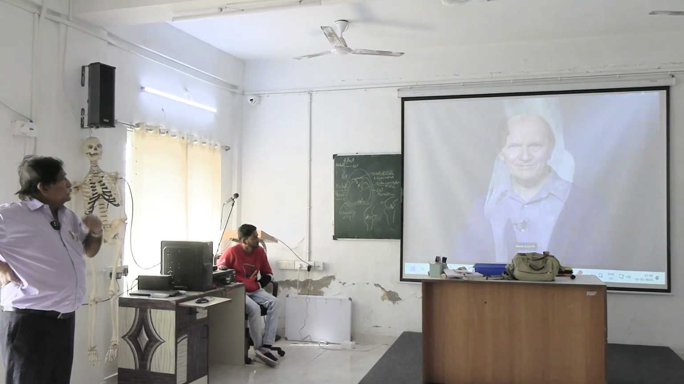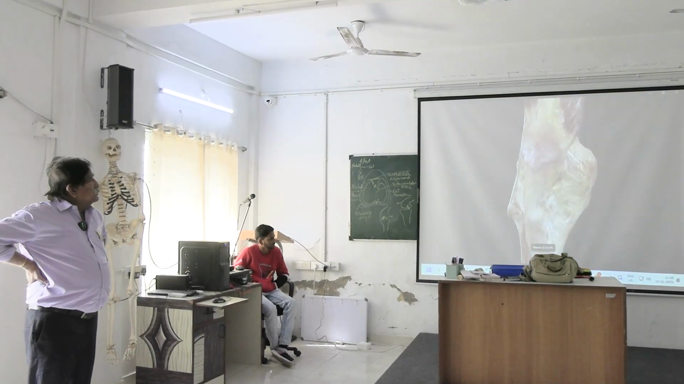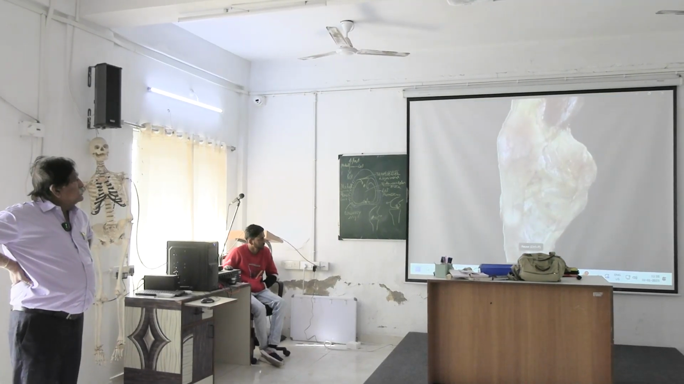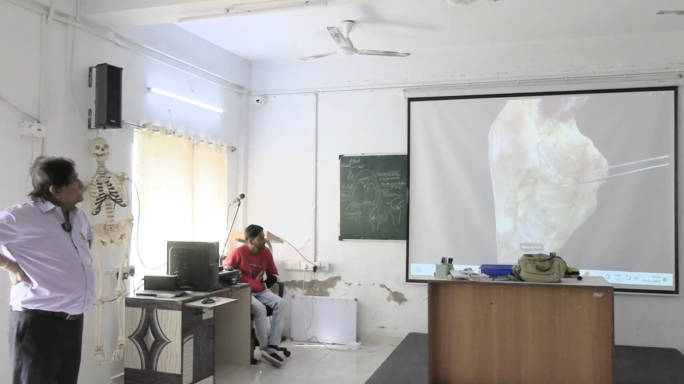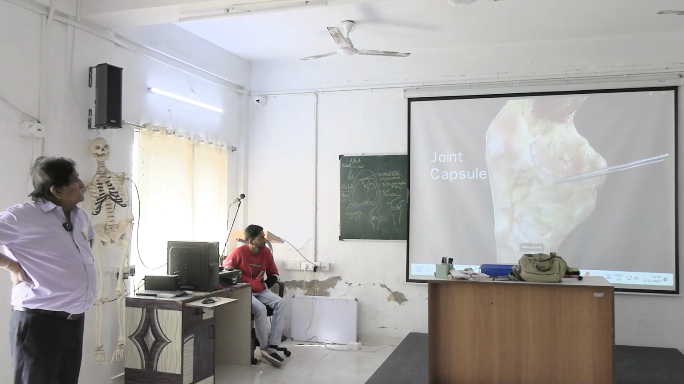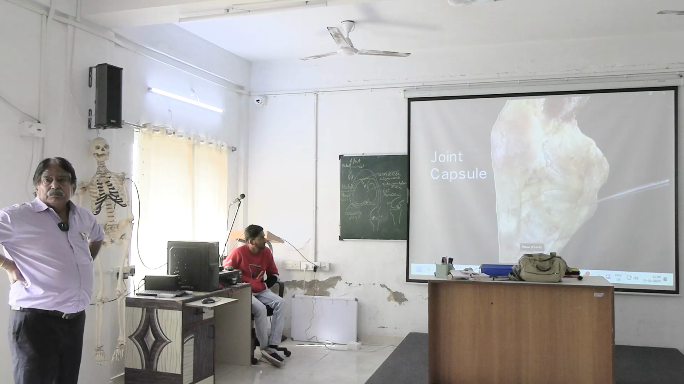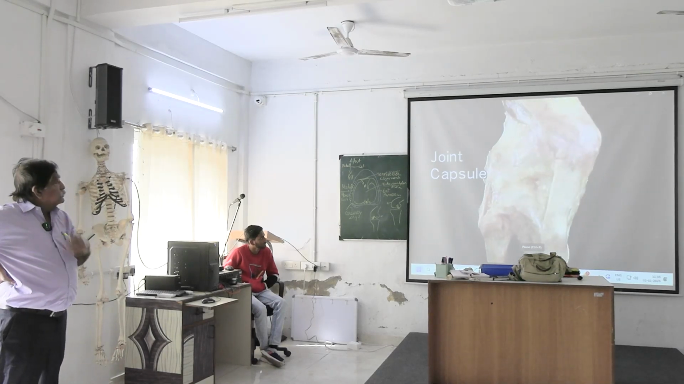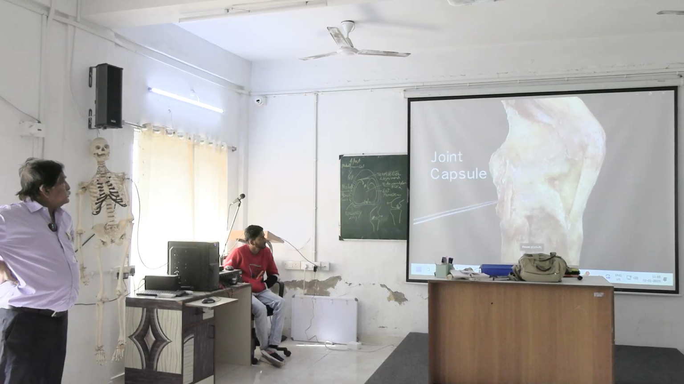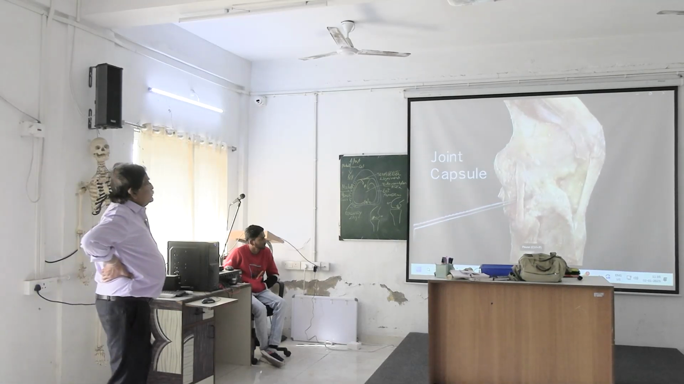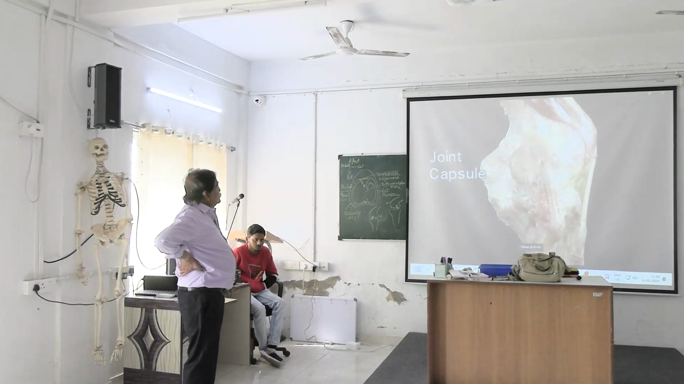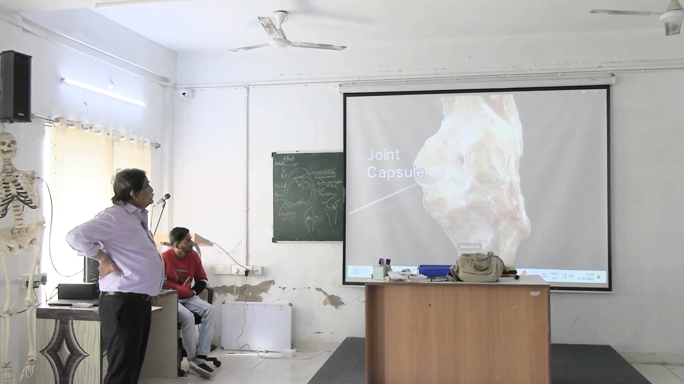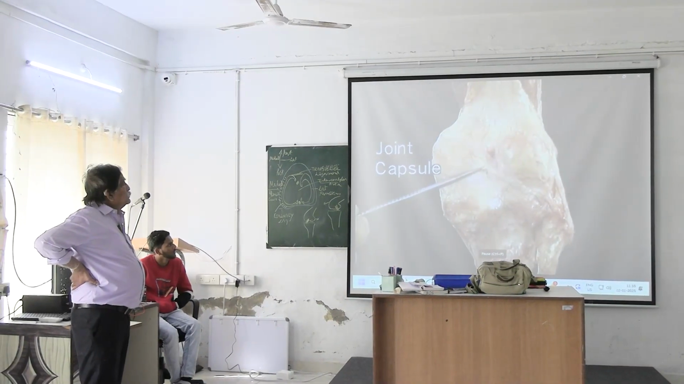Now we will complete our picture of the joint by adding the fibrous capsule to enclose it. Here's the knee joint with the joint capsule intact. On the medial side, the thin capsule is continuous with the tibial collateral ligament. But on the lateral side, the capsule is separated from the tibial collateral ligament. On the back of the joint, the capsule is thick and strong.